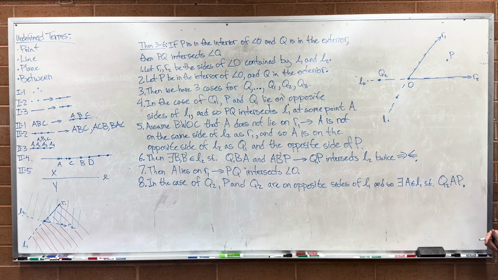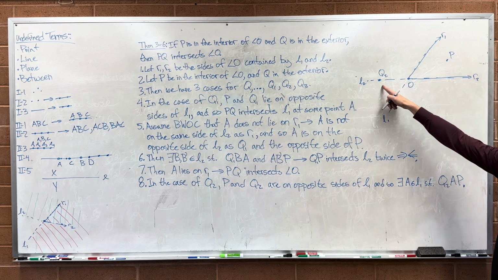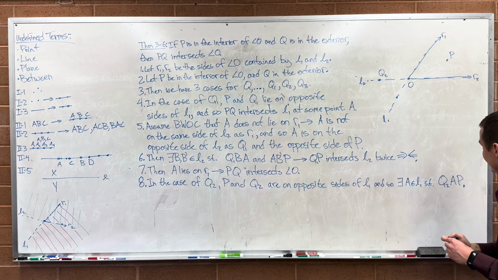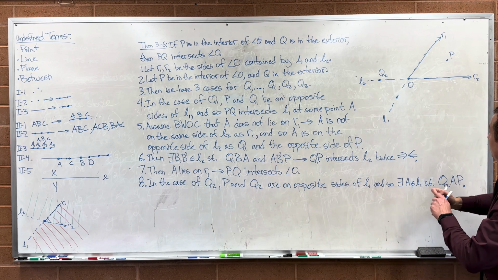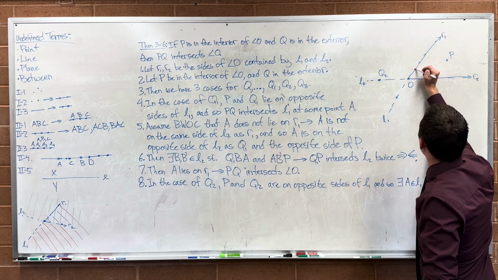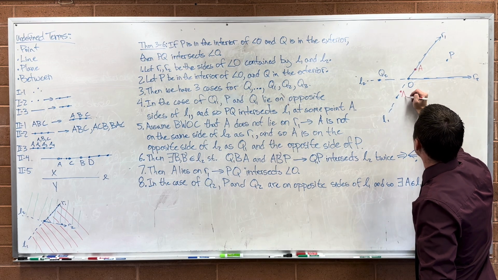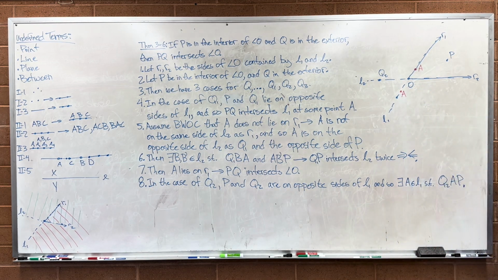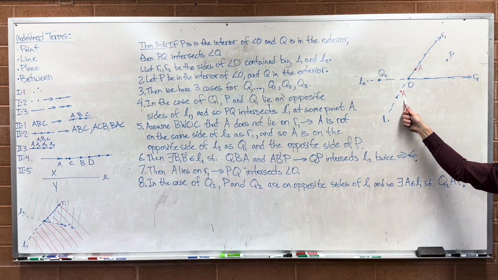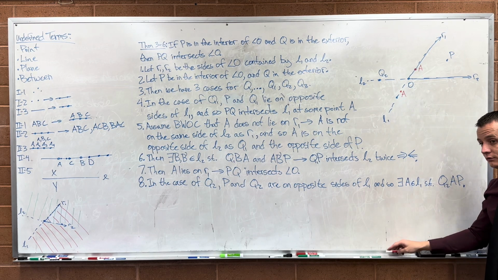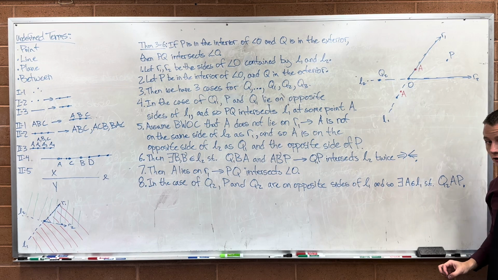So if P and Q2 are on opposite sides of L1, there has to exist some point A on L1 between them. And either A is a part of the ray, or A isn't. So those are our two options for A so far. We just show that one's impossible, and so it has to be the other. You with me so far?